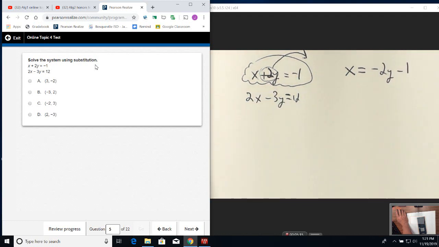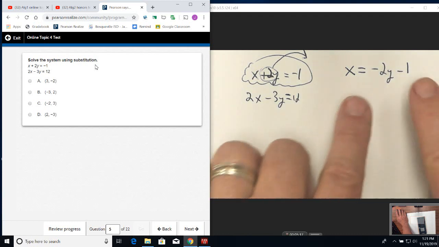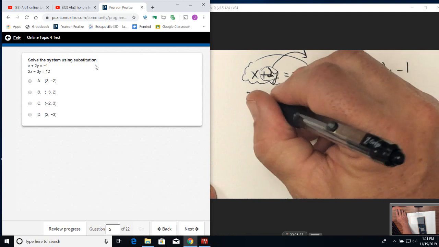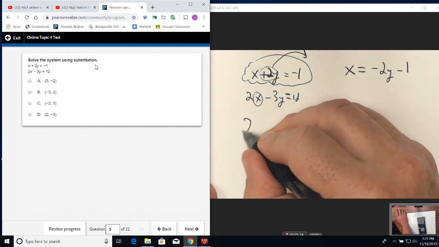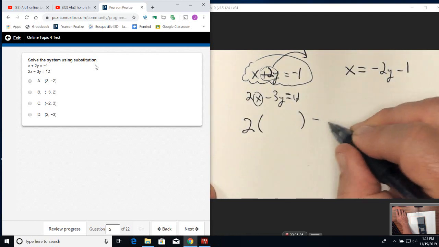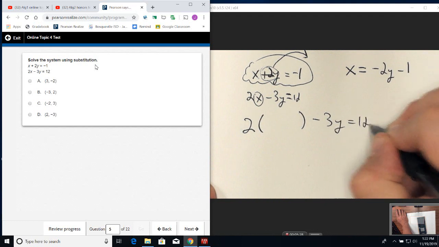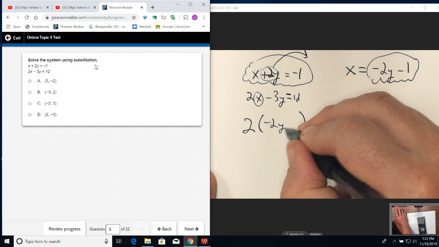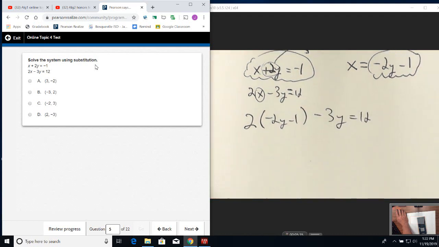After you pick an equation and solve for a variable, my next step by substitution is to plug that variable value into the next equation wherever you see that x. So this would be 2 times x, whatever x is, minus 3 times y is equal to 12. And what is x? Negative 2y minus 1. Plug that in and just solve it.